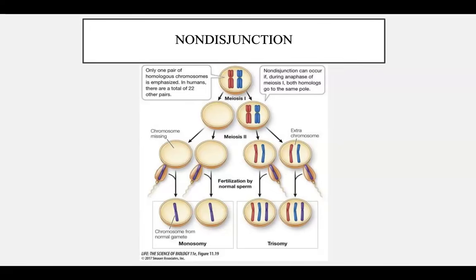So in humans, a common trisomic condition is chromosome 21. If the chromosome 21 homologs go to the same pole and the egg is fertilized, it will be considered trisomic for chromosome 21. This results in what is known as Down syndrome.